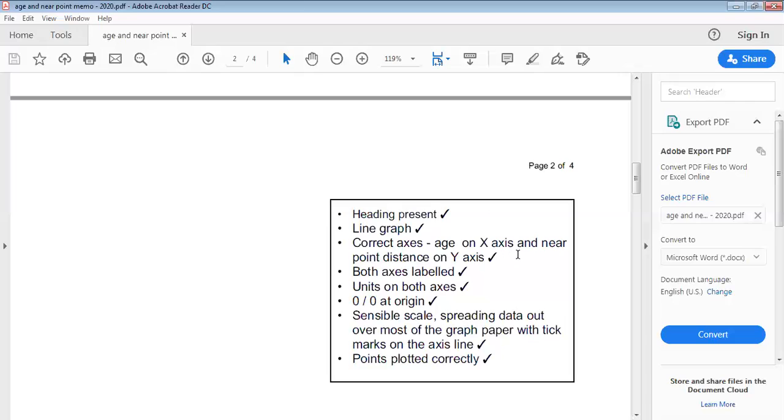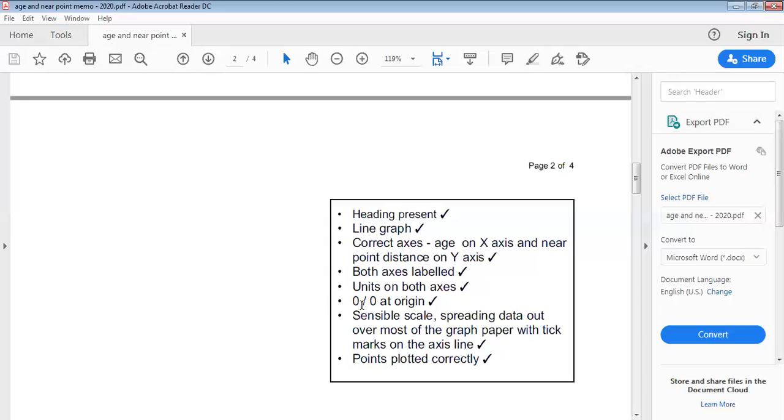Correct axes, you would put the age on the x-axis and near point distance on the y-axis. Both axes must be labeled. There must be units on both axes. So years on the x-axis and centimeters as the units on the y-axis.